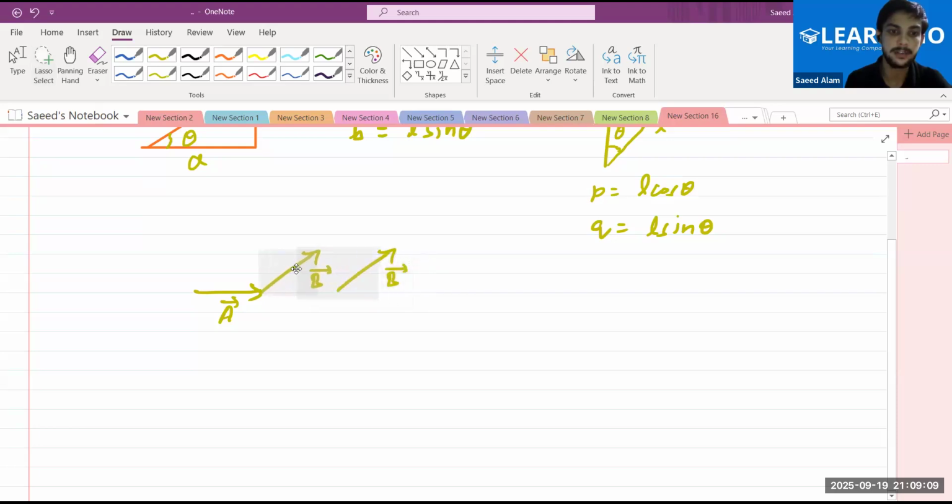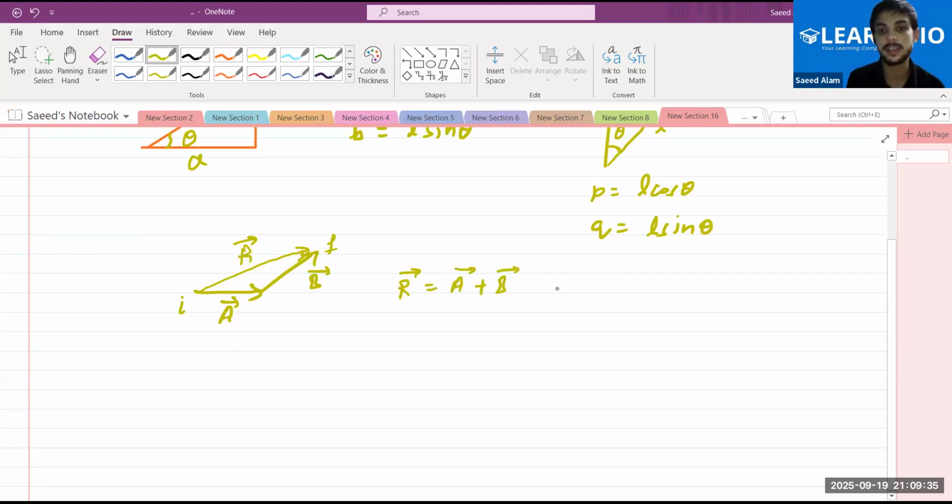I must shift this, otherwise I can't add it. I'll shift this B here. Now if someone asks what the resultant is, this was the initial point from where I had started, and this was the final point where I had reached. So I just need to join these two points and I'll get this resultant R. And this resultant R will be called A plus B. Understood? Yes or no? Yes.